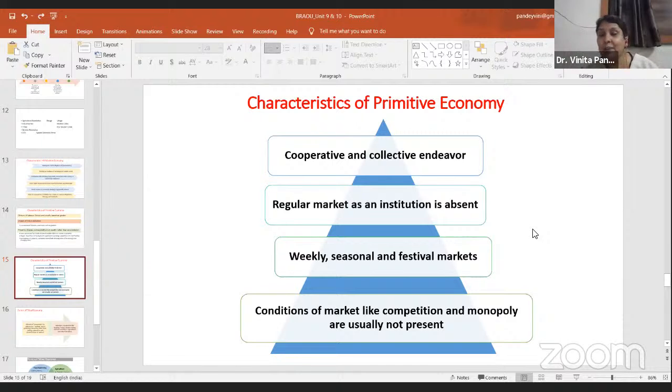But this kind of a thing we don't find in primitive societies. So the regular concept of market is absent. We will see weekly, seasonal and festival markets are there. For example, in Rajasthan, when there is Pushkar Mela, right? So many primitive communities in and around Rajasthan, they come there. And conditions of market like competition and monopoly are not present. Monopoly means presence of one company.